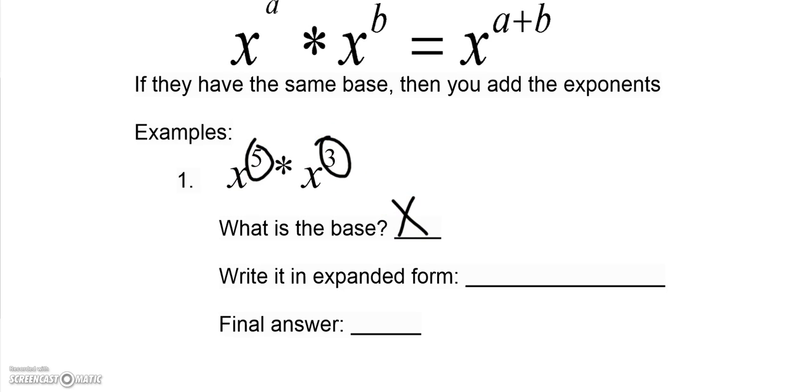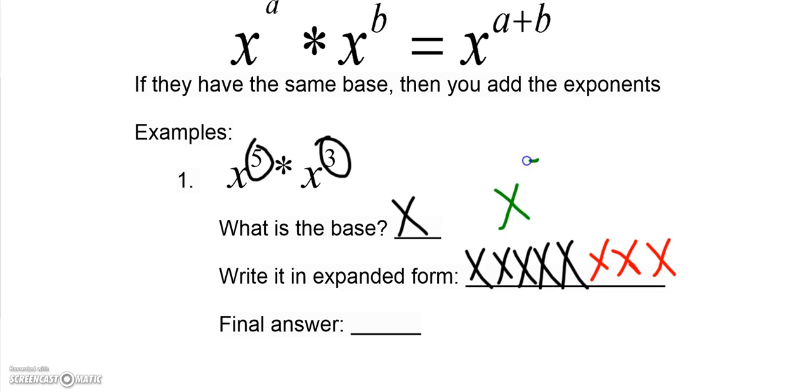So if I wanted to expand it out, I would have 5 x's, 1, 2, 3, 4, 5. And then I would have 3 x's for x cubed, 1, 2, 3. So I have a total of 8 x's because 5 plus 3 is 8. So the same thing as saying x to the 5 plus 3, which is equal to x to the 8. Okay, that's just using our rule.